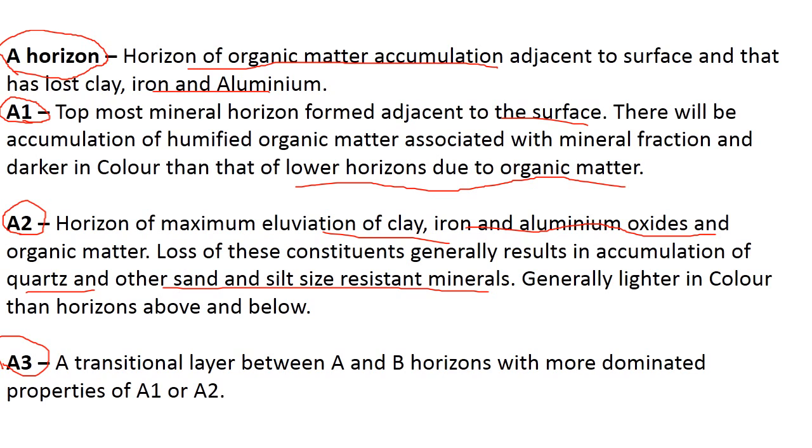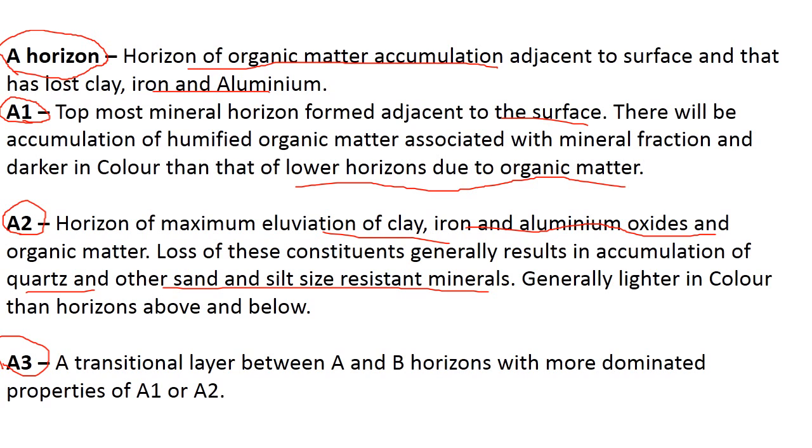After O2, another layer of the soil starts. Its name is the A horizon. This A horizon is also divided into the subparts A1, A2, A3. The A horizon is of organic matter accumulation adjacent to the surface and that has lost clay, iron and aluminium. Means there is accumulation of organic matter due to the leaching and percolation of water.